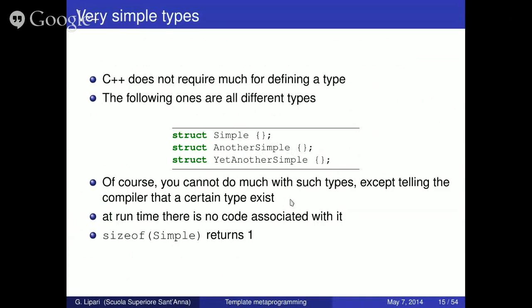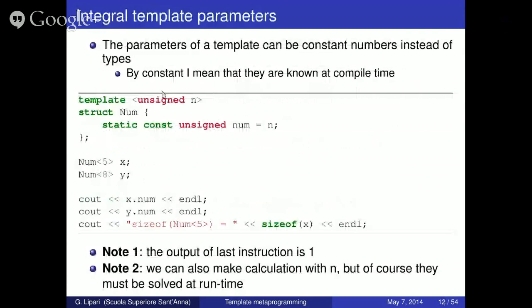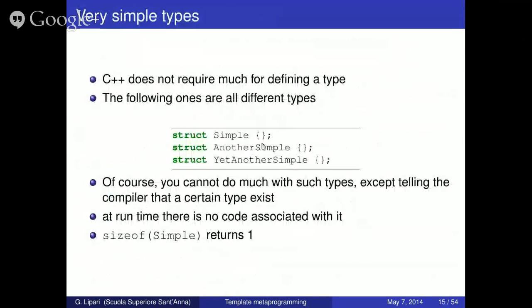Of course, you cannot do much with such types except telling the compiler that a certain type exists. So you are defining this type. And also, you don't have any runtime code associated with these types. If you do sizeof simple, that returns 1. Exactly like doing the sizeof of a new type would return 1, because it's an empty type. There is no data associated with it. And the same here, simple has nothing associated with it, so its size is 1.